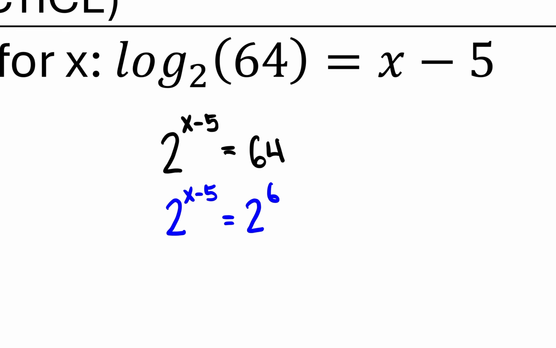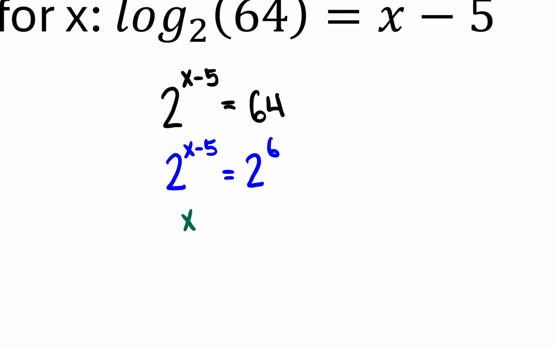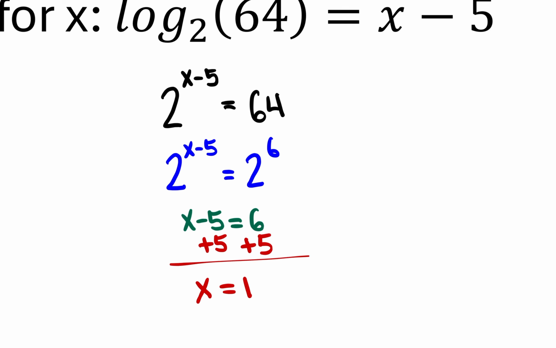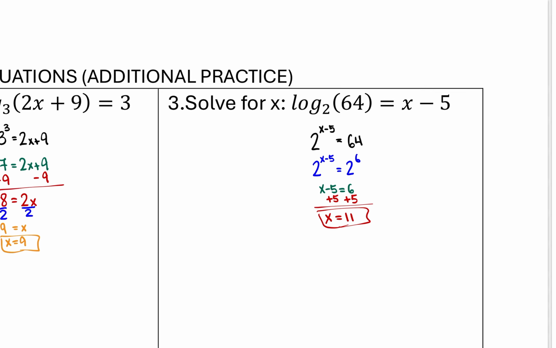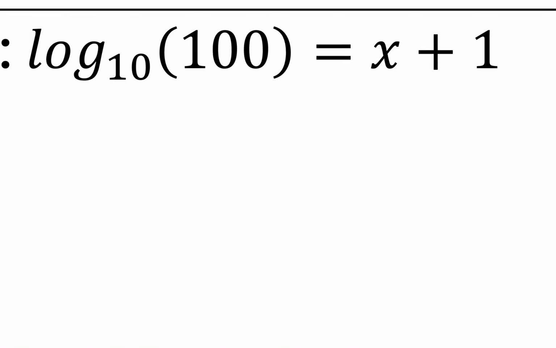Once the bases are the same, we can set the exponents to be equal to each other. Hence, we have x minus 5 is equal to positive 6. We will then isolate for the variable x by adding 5 on both sides. This will leave us with x is equal to positive 11 as the final solution. Moving on to question number 4, we have the following log equation.